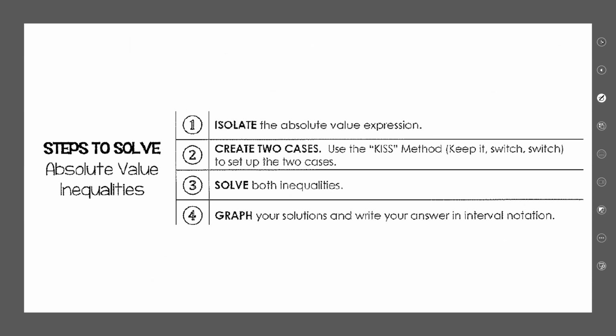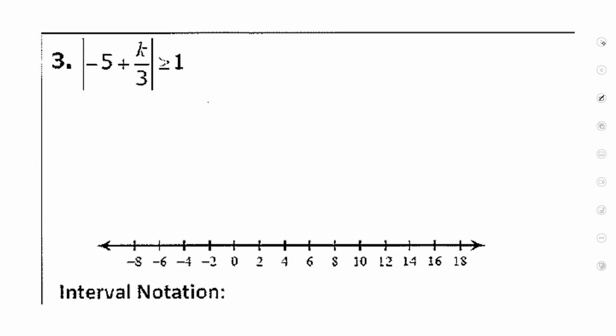Okay, so our first step is the same. We're going to isolate the absolute value expression. Then we're going to create 2 cases. We're going to keep one, and we're going to do the opposite for the other, just like we did the other day, okay? Then we're going to solve and graph it. So I'm going to walk you through a step. This is question number 3. I thought this looked difficult, or I thought maybe people would find it difficult, so we're going to do this one first. Is my absolute value isolated? Yes. Okay, so we're going to go ahead and go to step 2, which is create 2 cases.